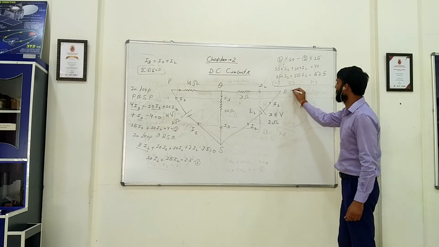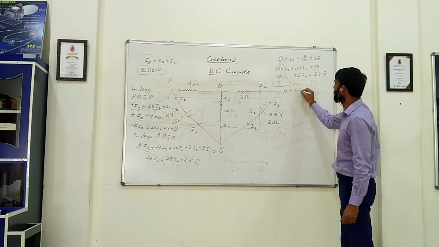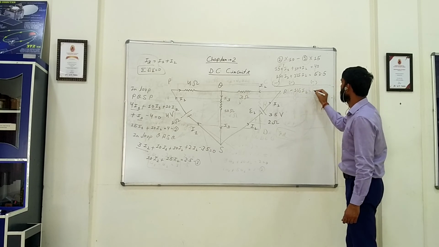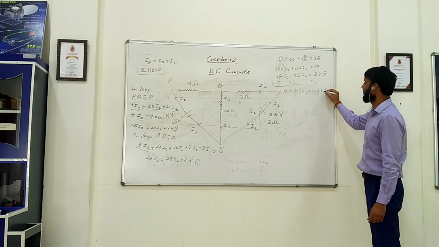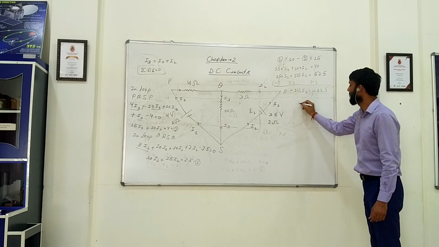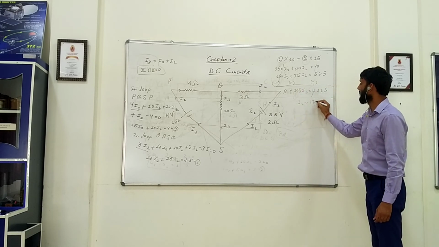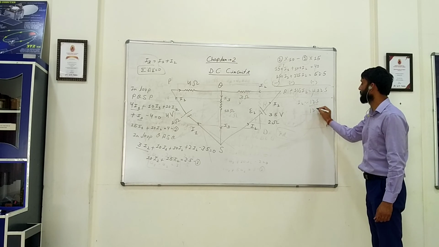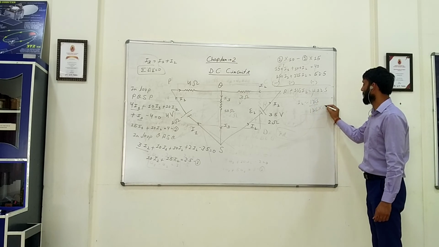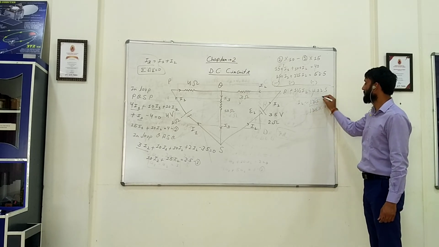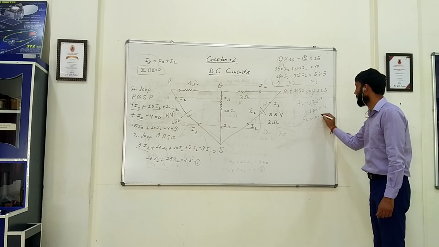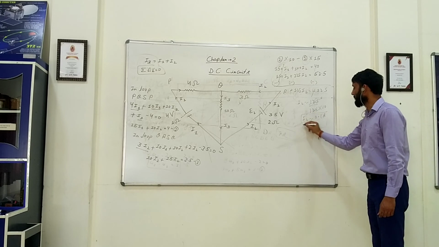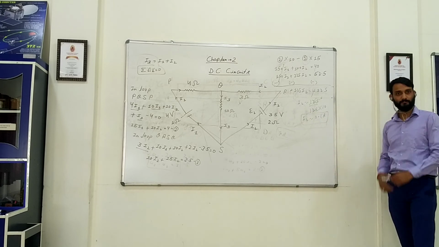If I subtract this, it will be minus 125 I2 is equal to minus 12.5. Minus goes off and I2 would be 12.5 upon 125. Zero goes off, so 1 upon 10. I2 would be 0.1 ampere. So this will be the value of I2.